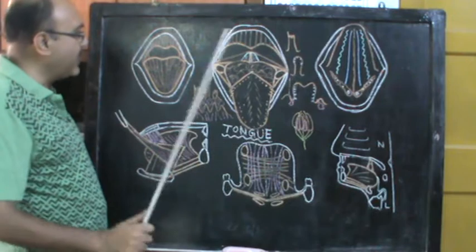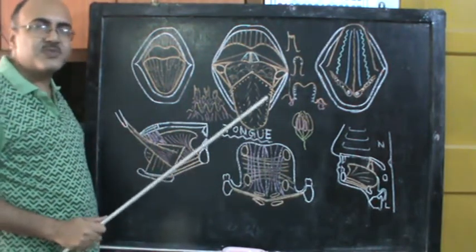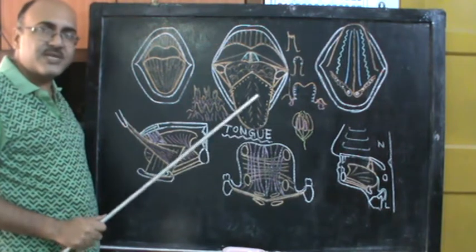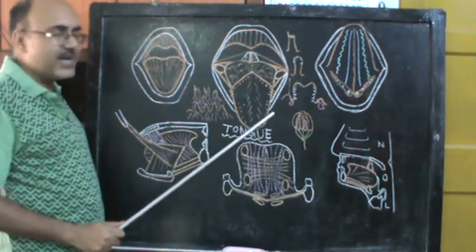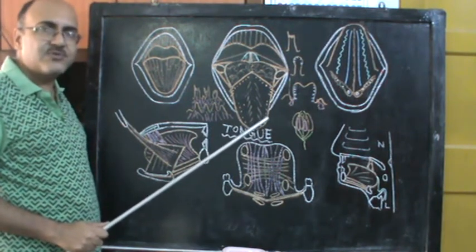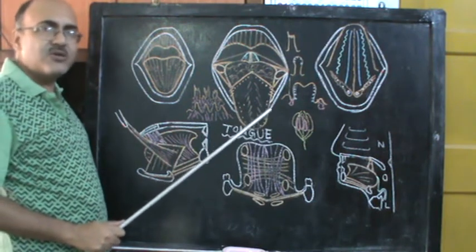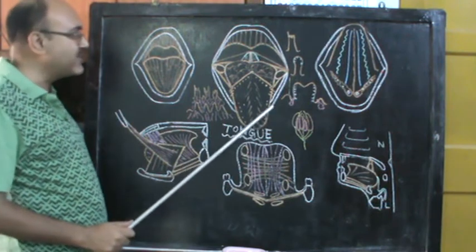And this tongue has multiple functions. It is important for speech, it is important for taste, it is important for mastication, it is important as a very essential tactile organ, because the tongue is a very sensitive organ also, and it is important for swallowing or deglutition.